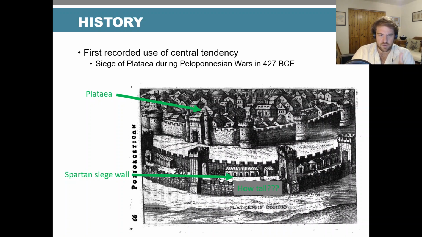Some Plataean citizens, and also some people from Athens who were there, want to make a run for it, get over the wall, and then go to Athens to say, there's a siege wall around the city, can you come help? What they need to know is how tall this wall is, because they're going to construct some ladders to take with them. They don't want to construct a ladder that's too tall, because that's harder to run with. So they want it to be exactly the right height, so they don't have to do more work than is necessary.